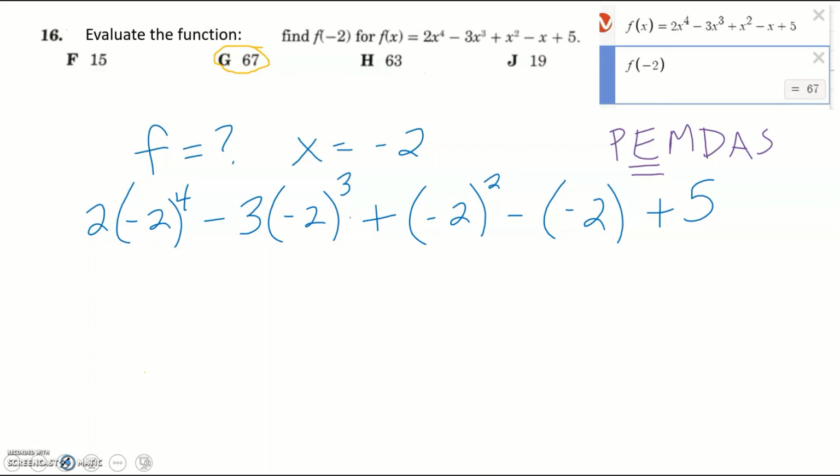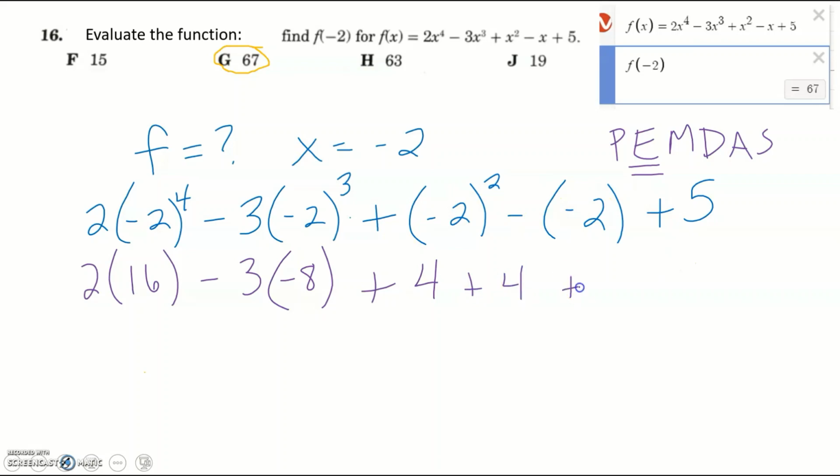So if I do -2 to the 4th power, that is actually 16. It's a positive 16 because a negative times a negative times a negative times a negative, 4 times, would be a positive number. And -2 cubed, though, that would be a negative number because it'd be an odd number of times. So it'd be -8. -2 squared, that would be a positive 4. And then here there's no exponent, but you have that double negative that makes that a positive 4. And then you have your plus 5.